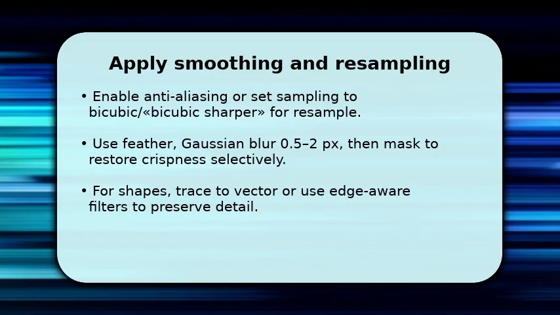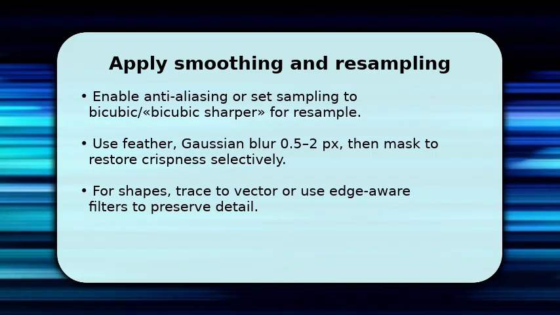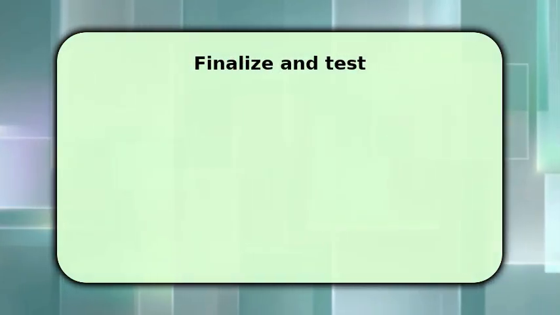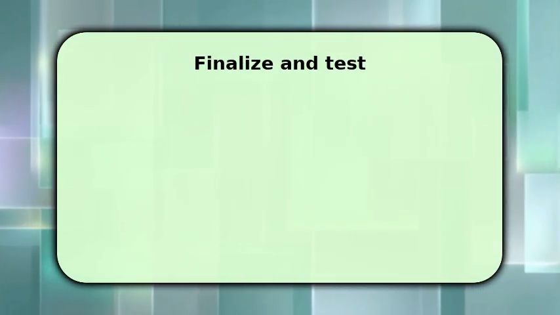For logos or simple shapes, trace to a vector path to eliminate pixelation entirely. Once you've done this, compare against the duplicate layer to ensure clarity versus softness. Finish by restoring perceived sharpness without reintroducing jaggedness.